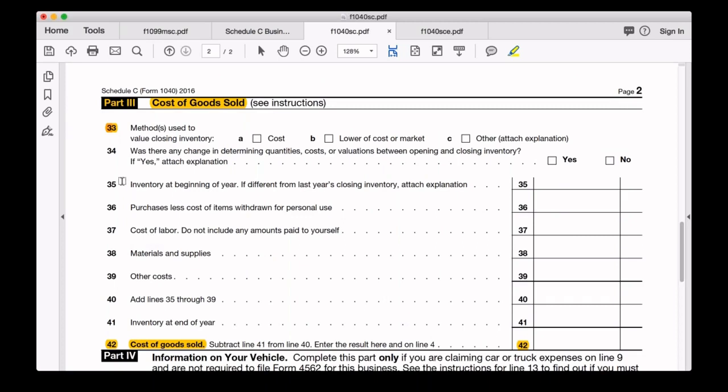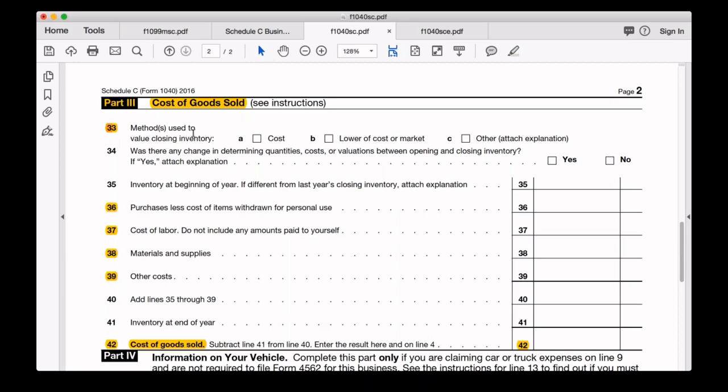So I don't want you to worry so much about beginning inventory and any of that. I want you to worry about lines 36, 37, 38, and 39. That's where you need to focus, right? Unless you're going to be running accounting for a customer, I don't want you to worry about anything else, okay? So write this down: lines 33, 36, 37, 38, and 39.